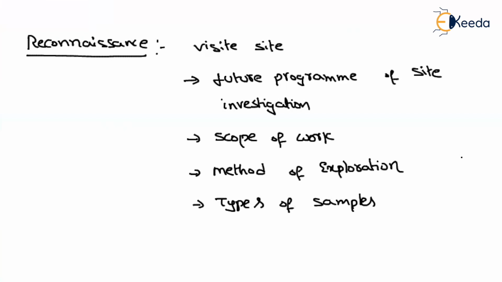That means by just visiting the site, we will not start the work. First, we will decide our future program, how it is to be done and what has to be done. They will decide the scope of work, up to how much extent we can go, and the method, like how we have to explore the soil and dig it out to collect the samples. And also how many samples have to be taken. All these things will be done in the first visit, in the reconnaissance survey.